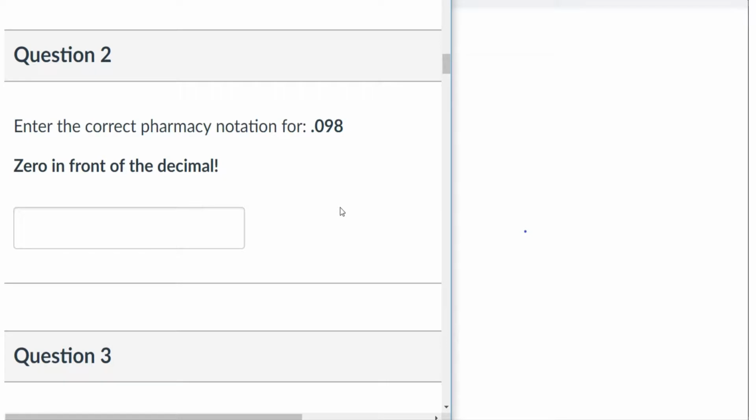For number 2, for any number less than 1, you have to have a 0 in front of the decimal. So for this number, just add a 0 right there, right in front of the decimal. 0.098 for number 2.